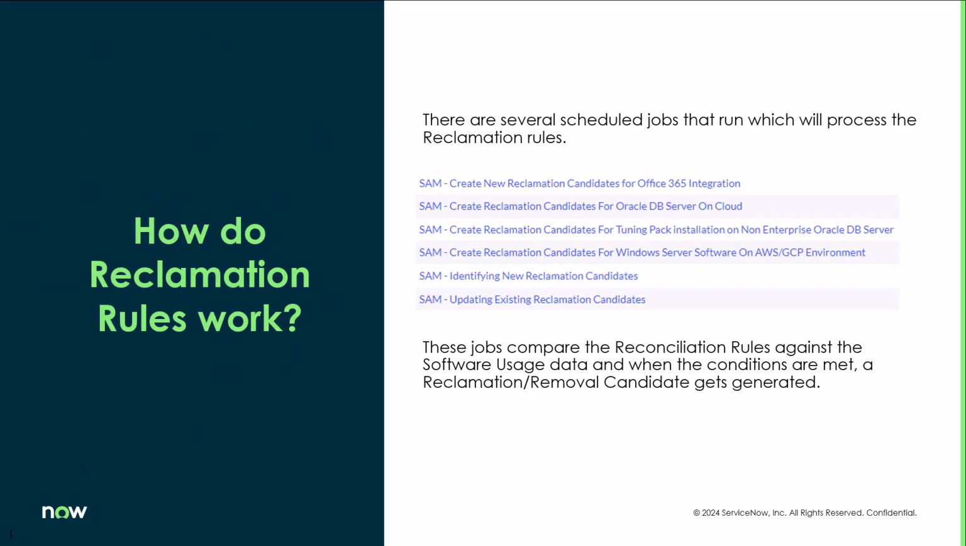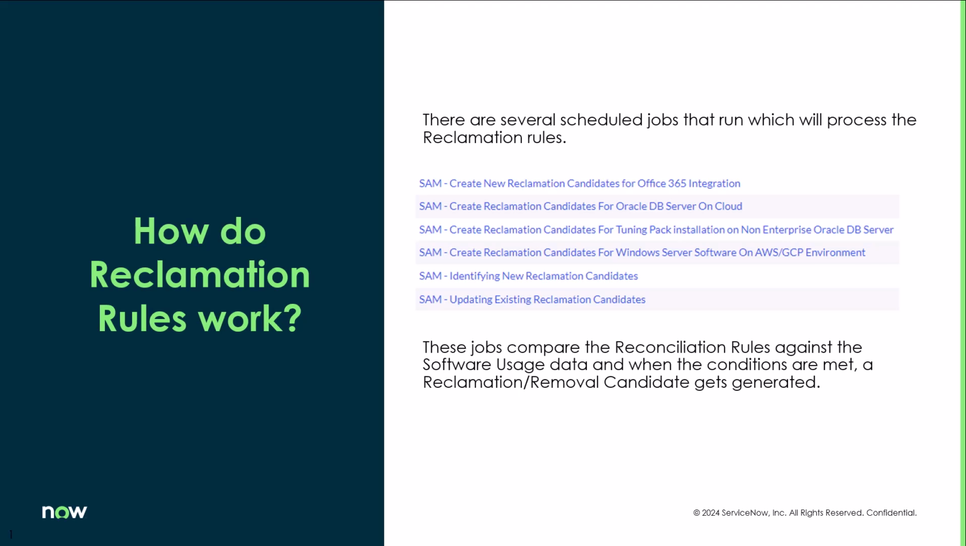So how do reclamation rules work? There are several scheduled jobs which process the reclamation rules. The key ones are SAM - Identify New Reclamation Candidates. That's the main job, and it's set to run monthly. Then there's another job, SAM - Update Existing Reclamation Candidates. That runs weekly, and it will update those existing reclamation candidates that were created in that initial job.